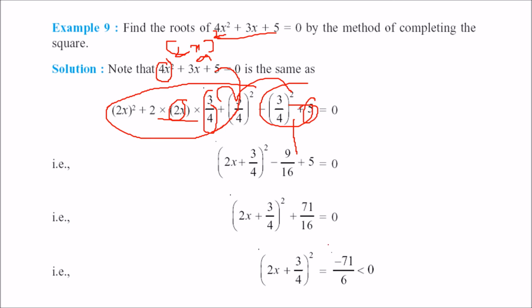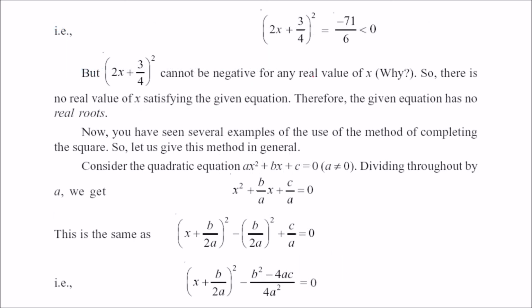Now here a situation has arisen. What? 71 by 16, if we place it here, we get a minus here, and no square can be equal to minus 71 by 16. So we say that if this square is equal to any negative value, which is not possible, so this equation has no real roots. There are no real roots.